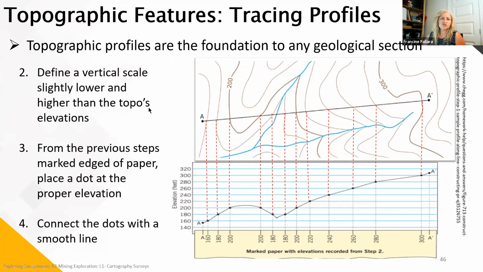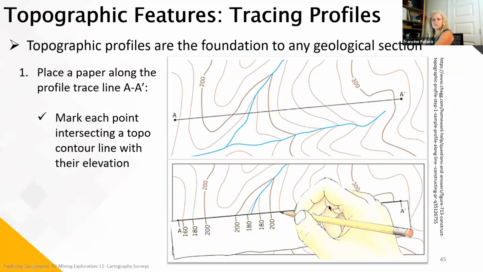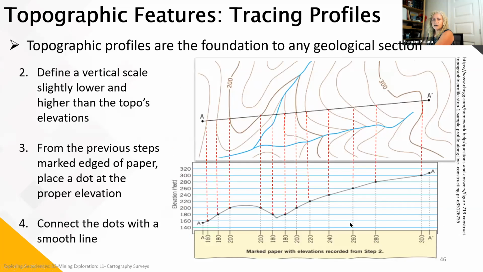The next step is just to define a vertical scale, which is slightly lower and higher than the topo elevation. So slightly lower: I know this is 200, 180, 160. I'm starting just a little bit under. I usually use the same amount. If it's 20 meters, I usually go 20 meters lower. And same thing here: I'm going to cross 300, but I'm not going to go over 320, but I know I can use this 320. So this piece of paper that I put all my crosses along my traverse on, I bring it down here.